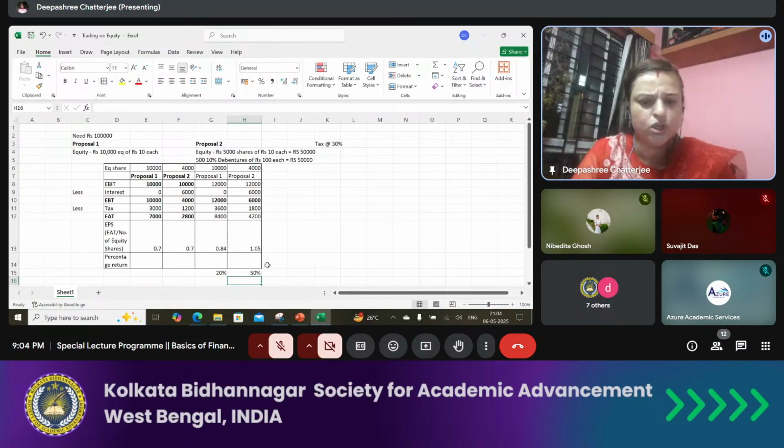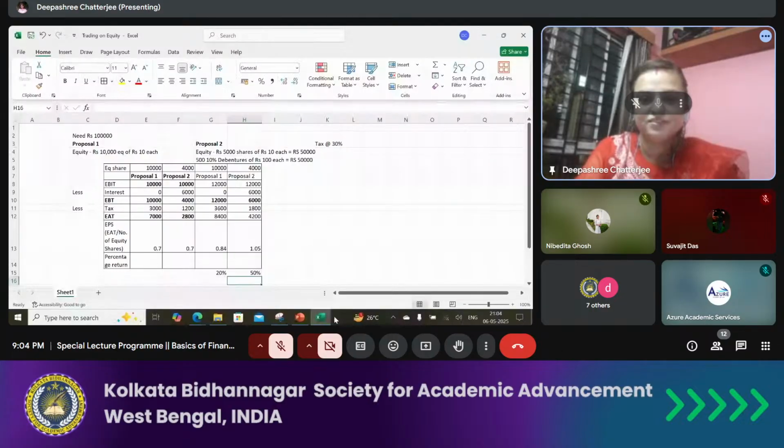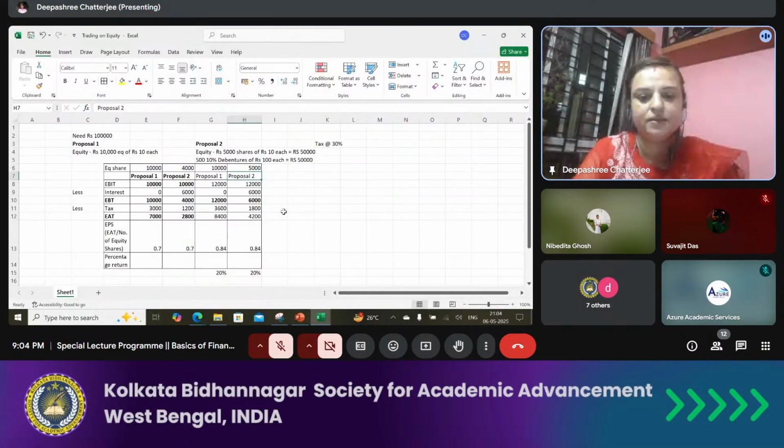Is this concept clear to you, everyone? This is a very technical concept. Is this concept clear to all of you students? Any query? Is this concept clear to all of you students, or do you have any query?